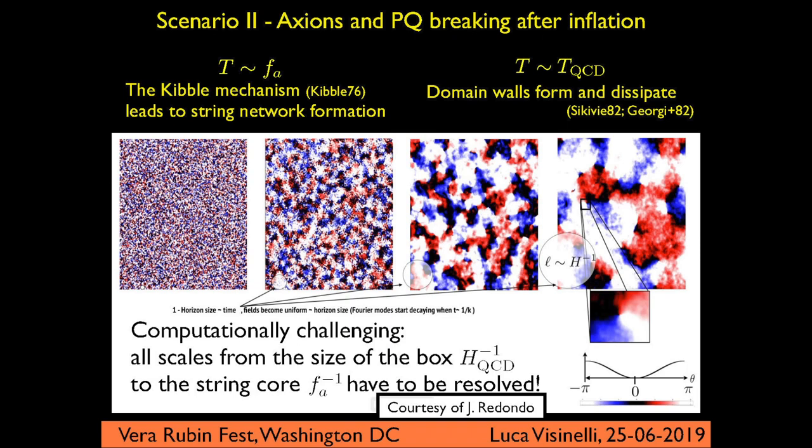So in this simulation, the colors code the value of the misalignment angle, so the axion field, from minus pi to pi. And you see that there are regions in which the axion field winds up around a dot, which is a line in the 3D space. And so this dot here represents an axionic string. So you have a network of strings that evolves, interconnects, and radiates axions, so Goldstone bosons, in the process.